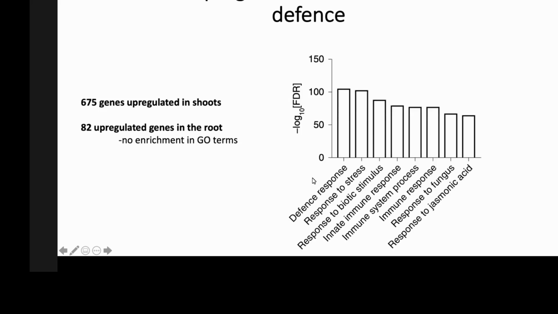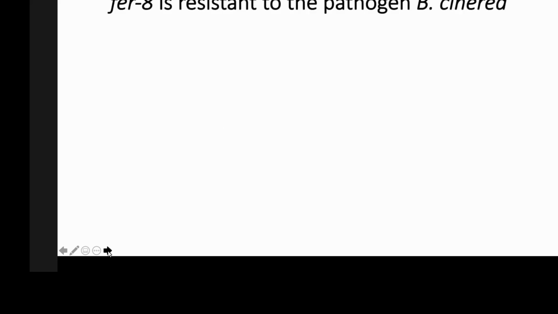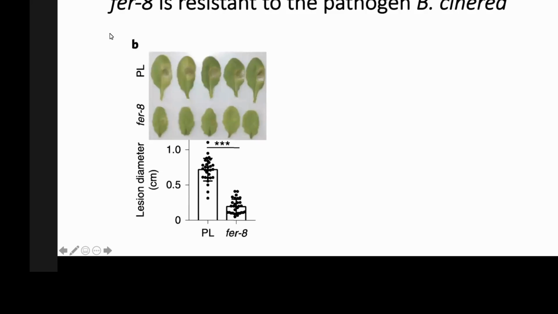However, they looked at the genes that were upregulated in the shoots and they saw enrichment of some pathways. So here is that data. They saw an enrichment in defense responses, enrichment in stress, and also enrichment in jasmonic acid signaling. Specifically for the enrichment of the defense response, one way they tested this was that they looked at FER8 and its resistance to the necrotrophic pathogen B. cinerea, where in the presence of B. cinerea in the parental line, you see the presence of these lesions.